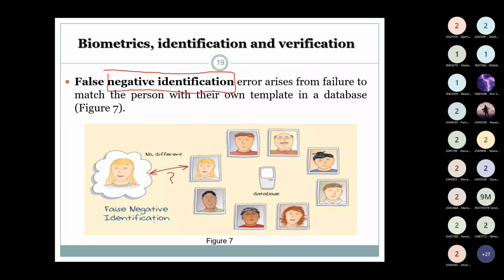So for the false negative identification now, errors arise from failure to match the person with their own template in a database. Okay. So already this one is not allowed, for example, to enter because it is a member here. Okay. So it will be shown that it is different. Okay, and it will not be stopped. She can enter. Okay, so this is the case of the Emirates.